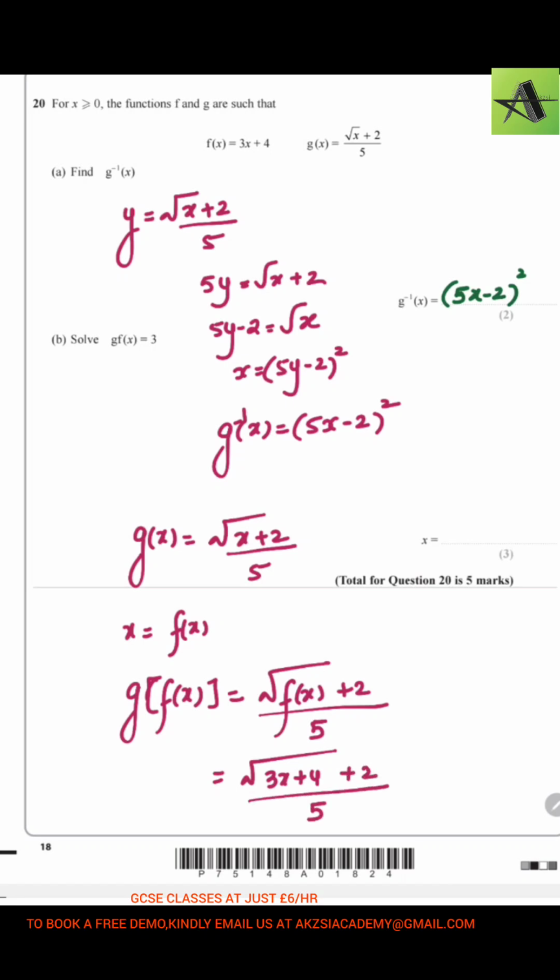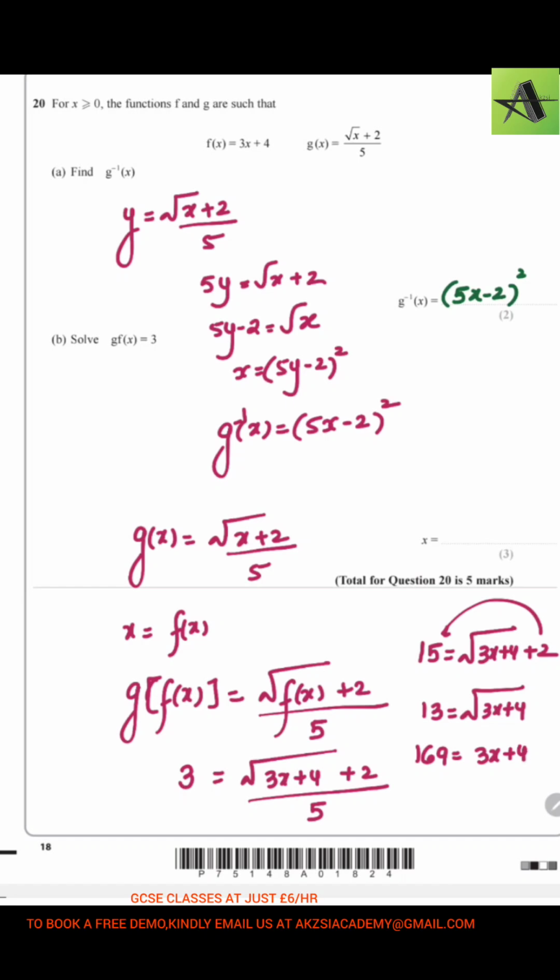This is given as g of f of x is already equal to 3. That means this whole value is nothing but equal to 3. So multiplying both the sides by 5, it will be 15 is equal to root of 3x plus 4 plus 2. Now transposing, 15 minus 2 is 13, root of 3x plus 4. Now squaring both the sides, we'll get 169 is equal to 3x plus 4.